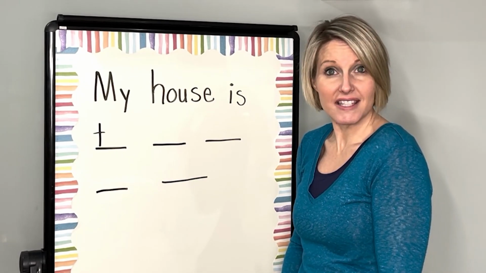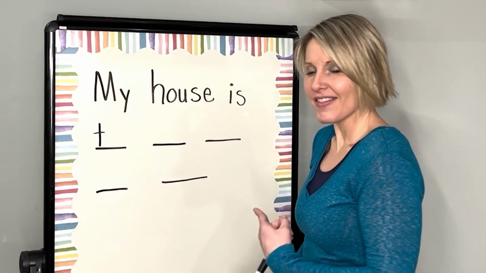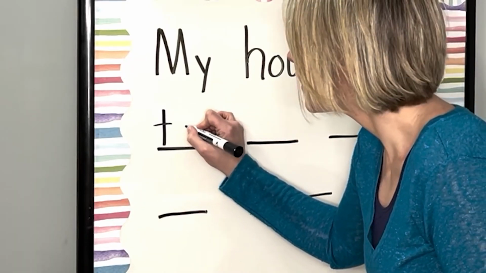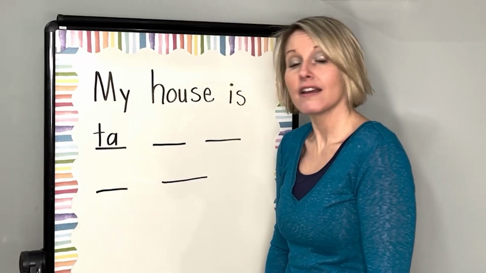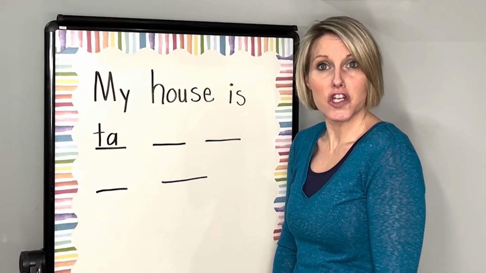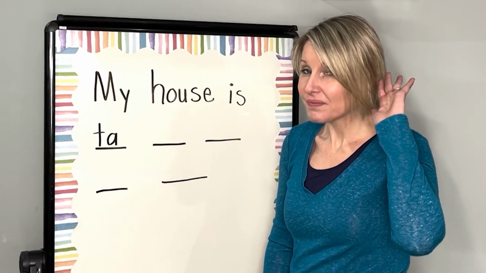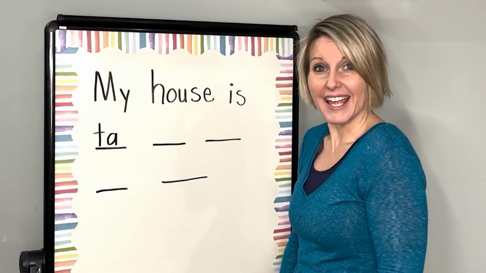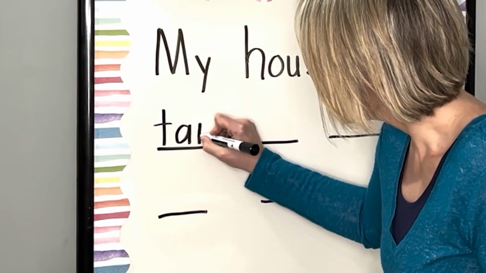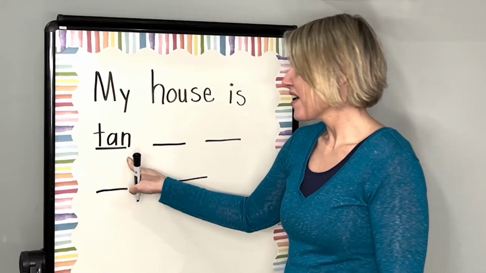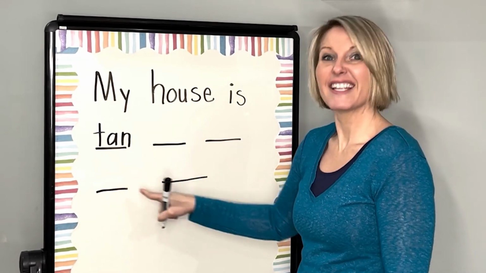The next sound is a. Do you know what letter makes the a sound? You're right, it's A. This is how I make a lowercase a. Around and a line down. And the last sound is n. What letter makes the n sound? You're right, it's N. This is how I make a lowercase n. Little line down, up, and around. There's the word tan. My house is tan.